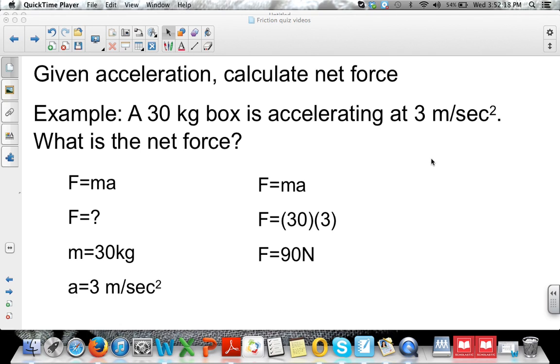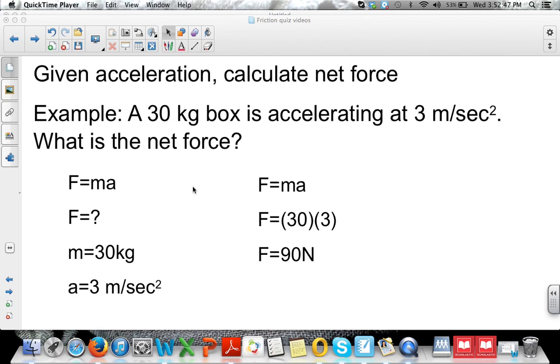So first I'm going to talk about if we know the acceleration, how do you get the net force? Anytime we mention acceleration and friction, friction deals with forces and acceleration is a, so we're always going to be using F equals ma. So in this example, a 30 kilogram box is accelerating at 3 meters per second squared. What is the net force? There'd be more to it, of course, if we were talking about friction, but this is just a simplified version.